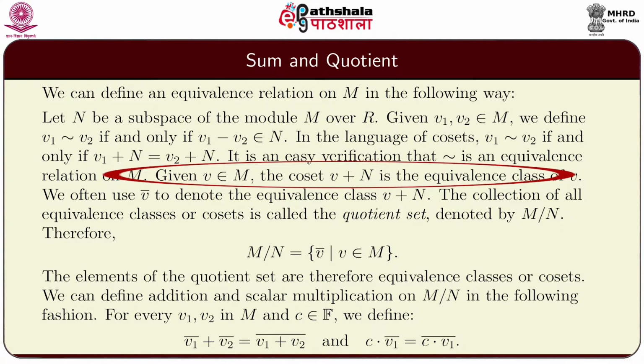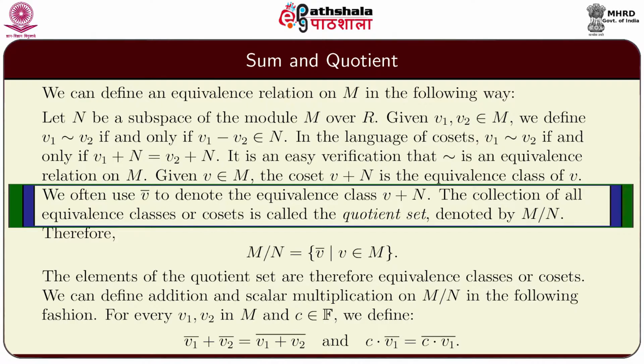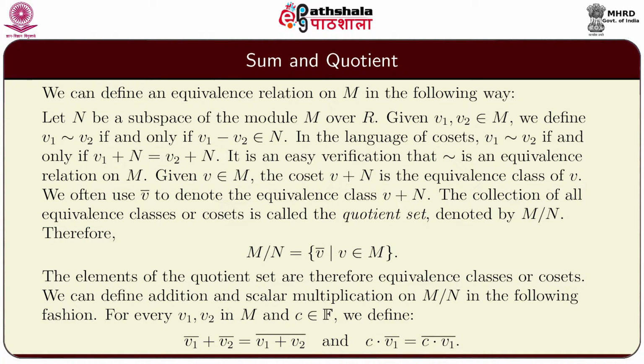And given v in M, the coset v plus N is the equivalence class of v, and we often use v bar to denote the equivalence class, which is nothing but the coset v plus N, and the collection of all equivalence classes or cosets is what is called the quotient set, denoted by M quotient N or M modulo N. The elements of the quotient set are therefore equivalence classes or cosets, and we can define addition and scalar multiplication on M modulo N in the following fashion: for every v1, v2 in M and c in R, we define v1 bar plus v2 bar is equal to v1 plus v2 bar, and c dot v1 bar is equal to c dot v1 bar.